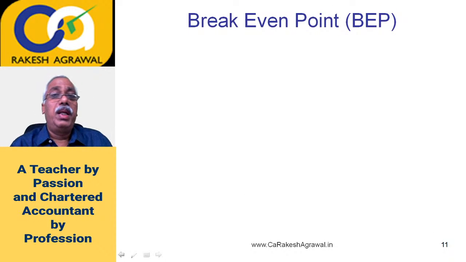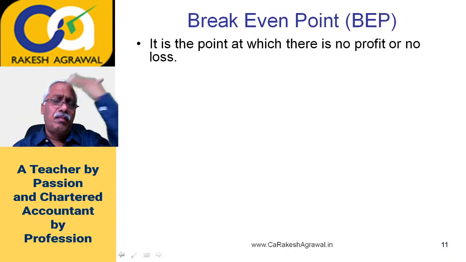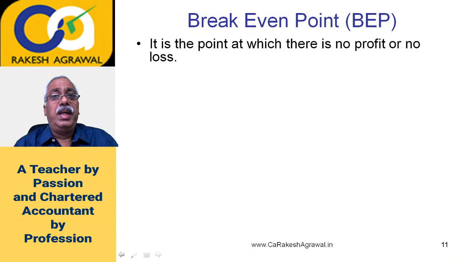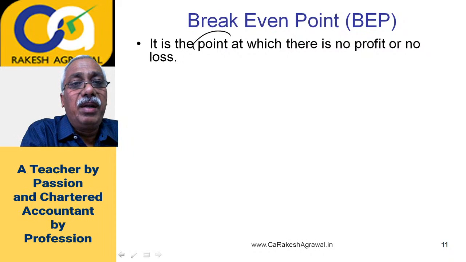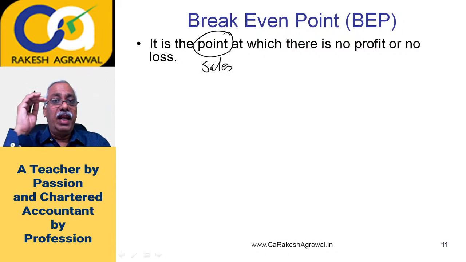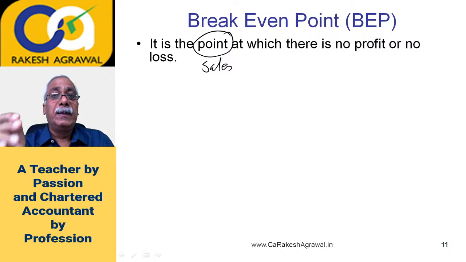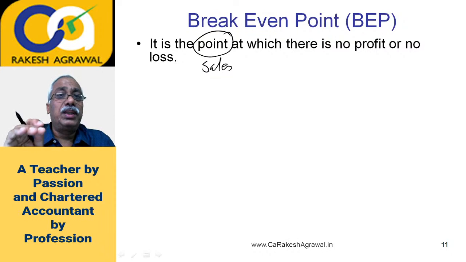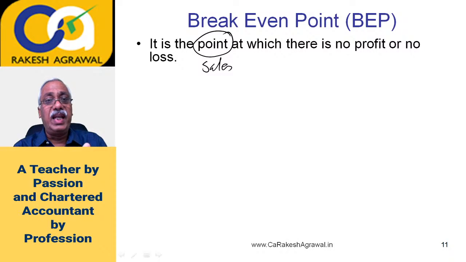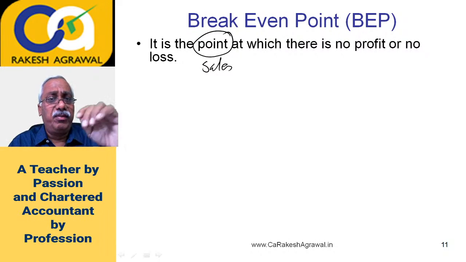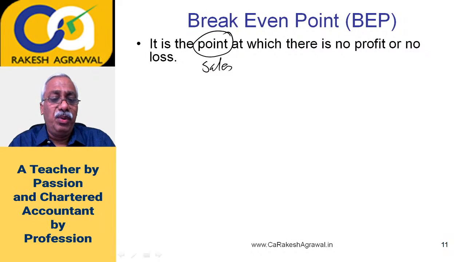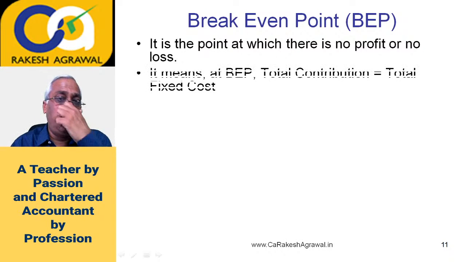Now let us discuss break-even point, BEP. It is the point at which there is no profit, no loss. This point means it is a level of sales at which there is no profit to your organization, neither is there a loss. You sell as many units as needed to reach a stage where there is no profit, no loss. Such a point of sales is called break-even point.